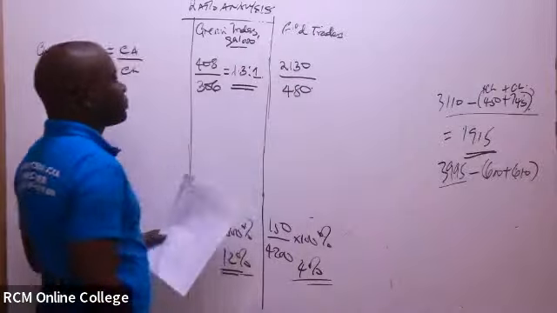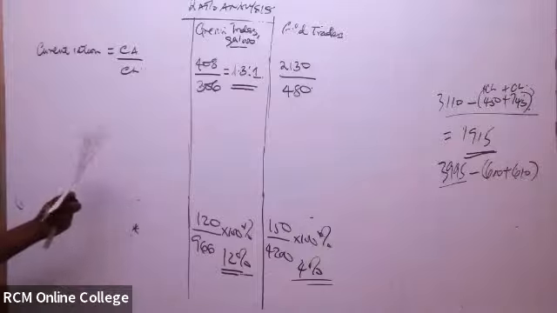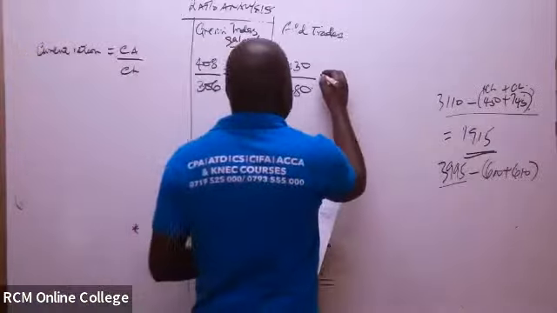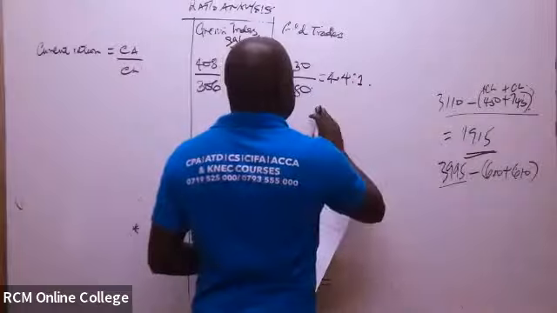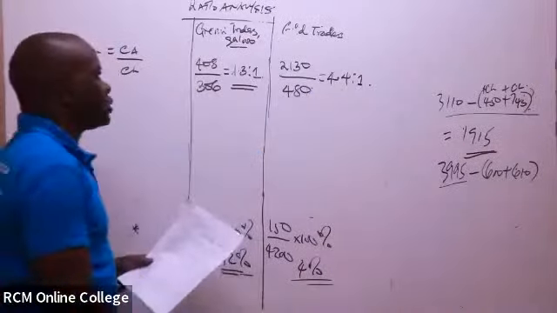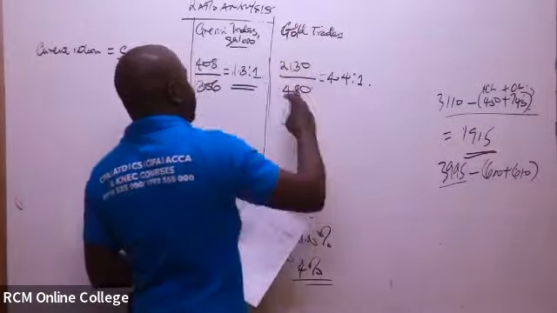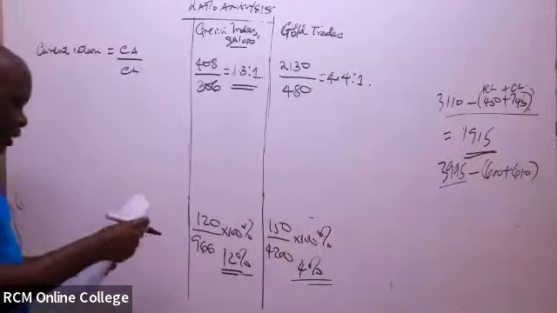Then this one seems to be a bit higher. So it is 4.4 is to 1. So it means the current assets for gold traders can effectively, more times, cover the current liabilities.